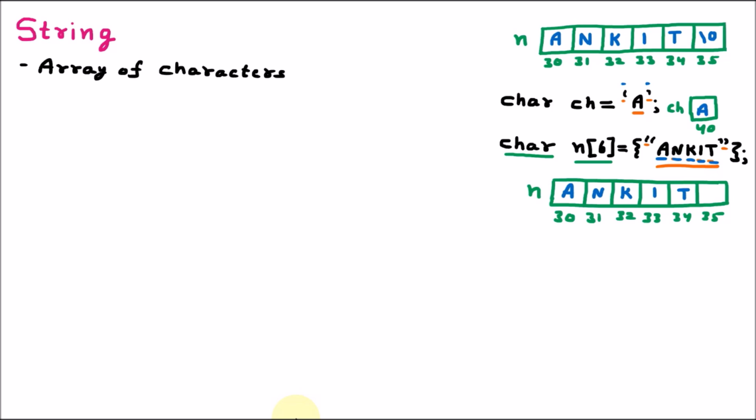Now understand one thing, whenever we are dealing with the string, you can see that here we have 5 characters. So a, n, k, i, t, these are the 5 characters. But why have we given the size 6? Because at the end, the compiler automatically provides \0, which is the null character. So the null character is applied at the end automatically by the compiler. So we can say that the string terminates with \0 or the null character.